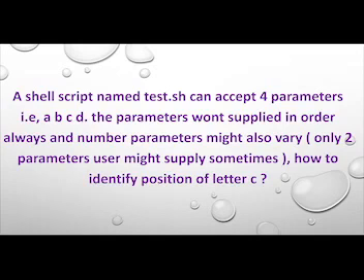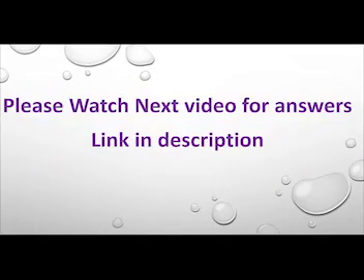So one thing we can do is take the count of the parameters that have been supplied. We can say $# or something like that, where it counts the number of parameters. Based on the number of parameters, we can write a for loop. Internally, it will do an if check to verify what the first parameter is, what the second parameter is, what the third parameter is.